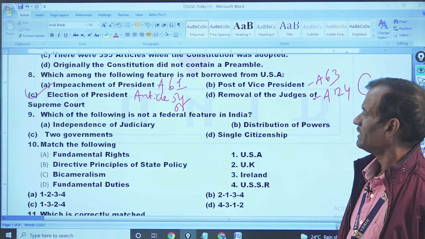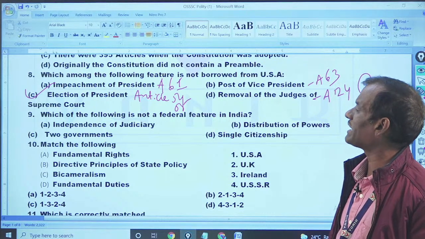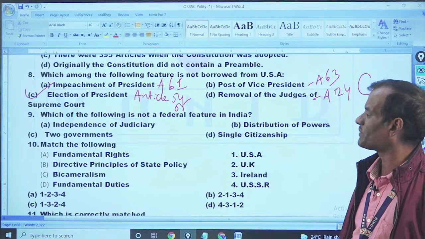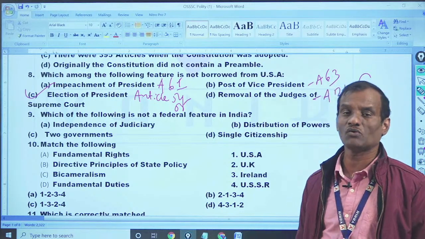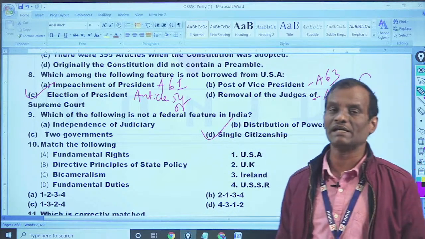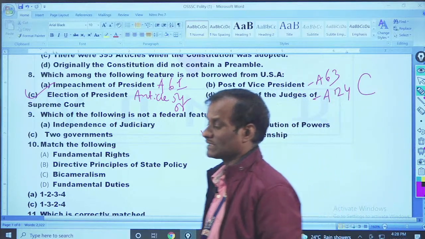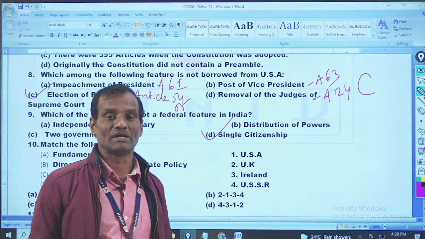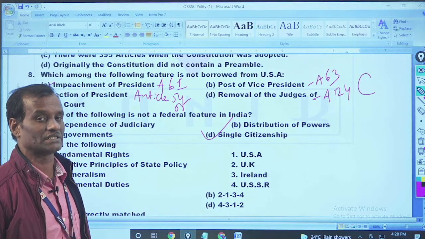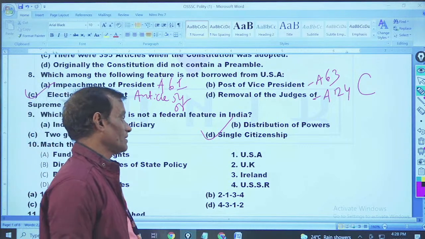Okay. Next, which of the following is not federal feature of India? Independent judiciary is a federal feature. Distribution of power is a federal feature. Dual government by two governments is a federal feature. Single citizenship is not a federal feature. In a classical federation, there are dual government, dual citizenship. In America, there is dual citizenship, but we have single citizenship. So we are called partial federal or quasi federal. The answer is D.